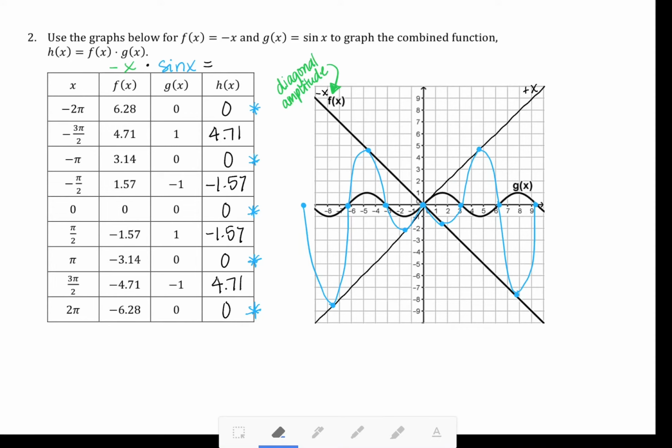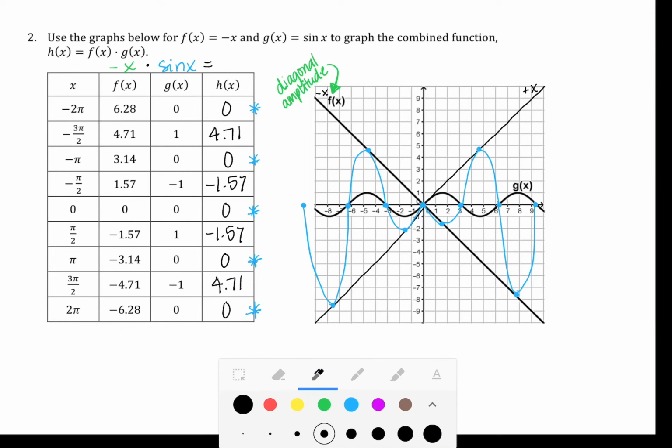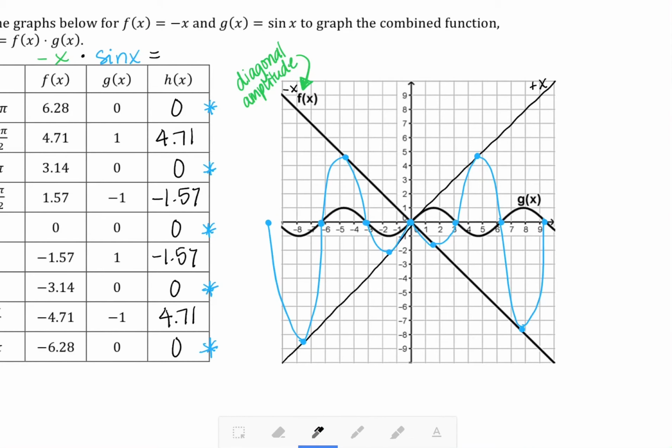So we definitely see our sine curve in here, and we see that our amplitude is not just the standard up one, down one, up one, down one. It is diagonal. It starts off really small and it expands as our graph extends outward. Just as a reminder, what we graphed was negative x times sine x, and this resulted in our amplitude kind of amplifying or expanding as we go outward.